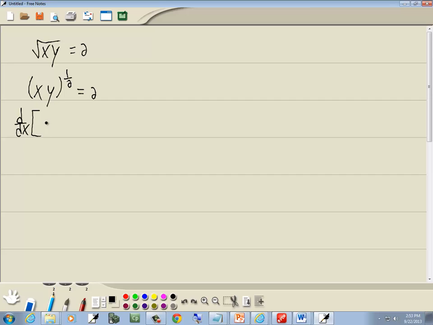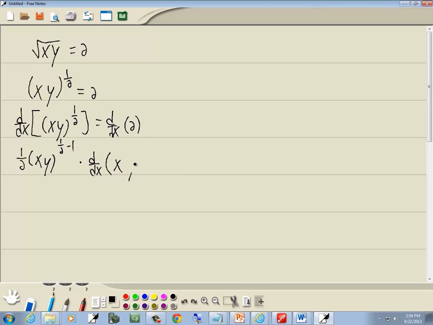So we'll take the derivative of the xy to the 1/2 with respect to x, and we'll take the derivative of the 2 with respect to x. Now this is a chain rule, the general power rule. We've got parentheses to a power. Taking the derivative of it, take the power, put it out in front. What's inside your parentheses remains as is. Lower your power by 1. So it becomes 1/2 minus 1 times the derivative of what's inside your parentheses.